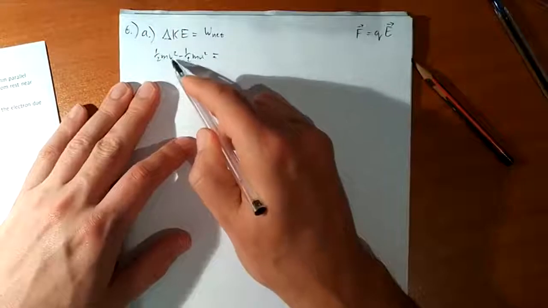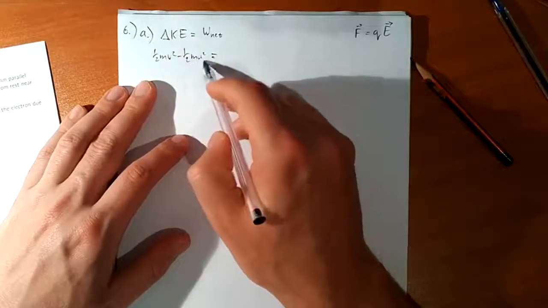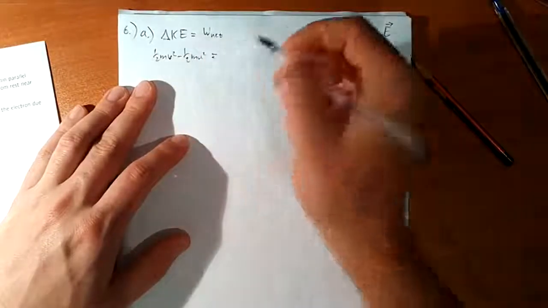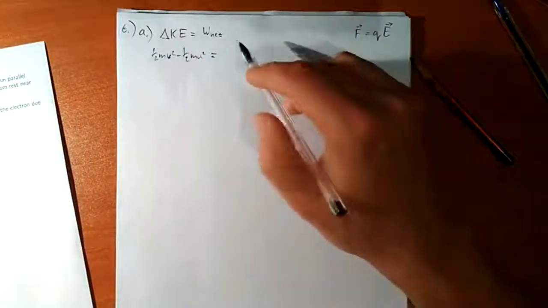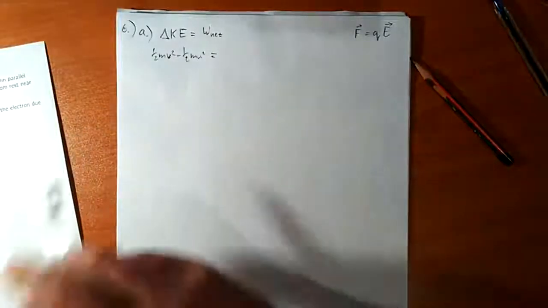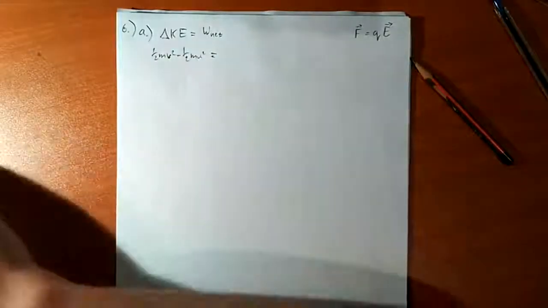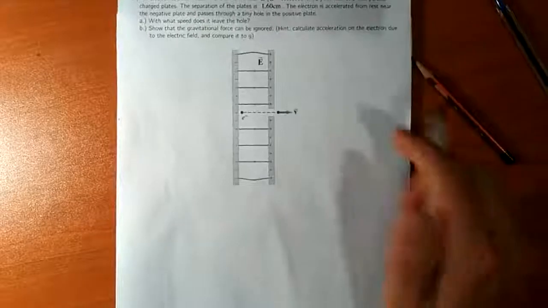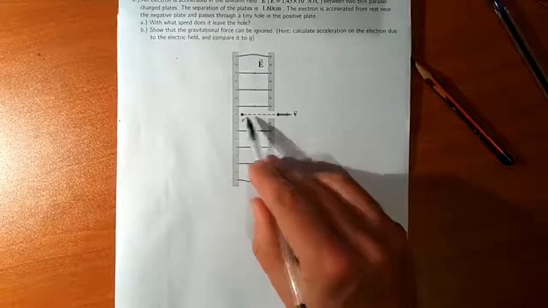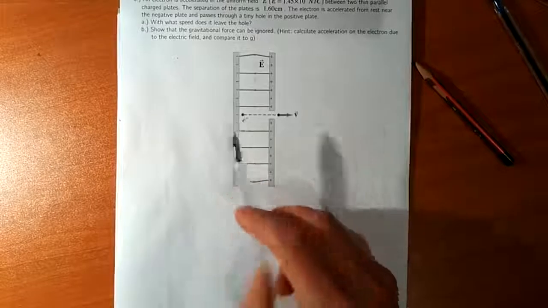So the change in kinetic energy is half mv squared minus half mu squared, where v is the ending velocity and u is the initial velocity. And what is the work done on it by the electric field? That's going to be the force on it along the direction that it's moving. It's moving from plate to plate a distance d, and everywhere along that distance d, it's going to experience a force.